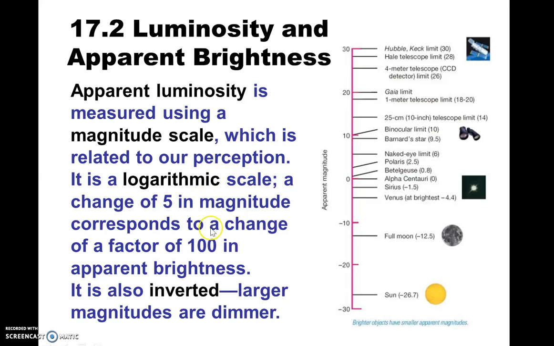All right, so don't forget the idea that the larger the magnitude, the larger the number. For example, here it tells us the Hubble Space Telescope and the Keck can get up to a magnitude of 30. So that's a very, very dim object. All right, so anyhow, let's move on.